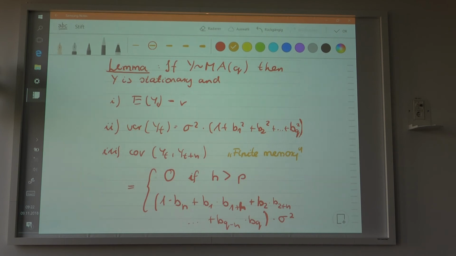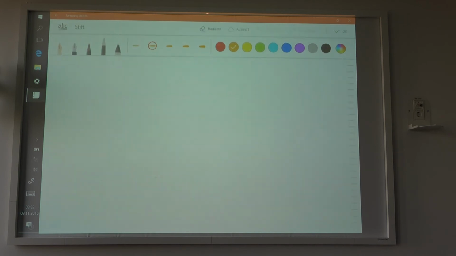I will continue with the properties. We're not going to discuss that. Maybe we can look at an easy example.